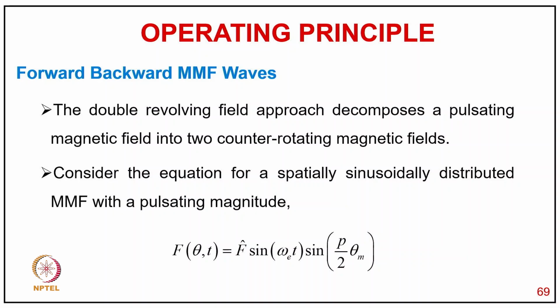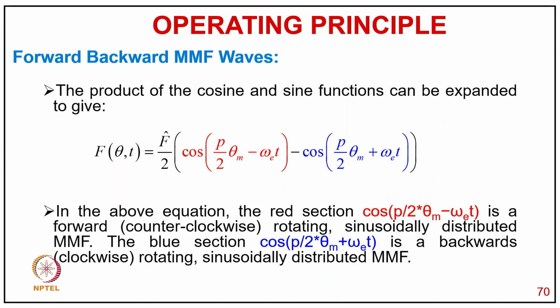F(θ,t) equals F sin(ωt) sin(p/2 θm). So you can call it the forward and backward. The product of sine and sine functions can be expressed in a manner that F(θ,t) will be F/2 [cos(p/2 θm − ωt) − cos(p/2 θm + ωt)].